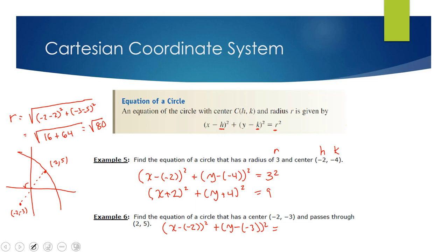I don't need it to be a perfect square because I know that r is the square root of 80, and I'm going to be squaring it as part of the formula. So when I simplify this, I'm going to have x plus 2 squared plus y plus 3 squared equaling, if I square a square root, those are inverse functions, they just cancel, so I would get 80. And those are the equations of the two circles that are being described here.